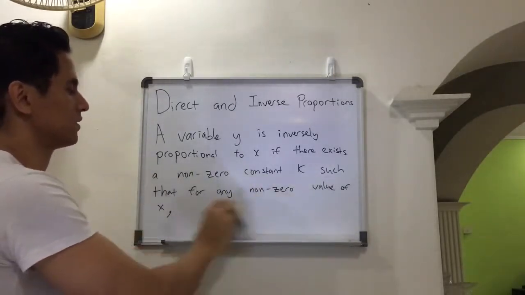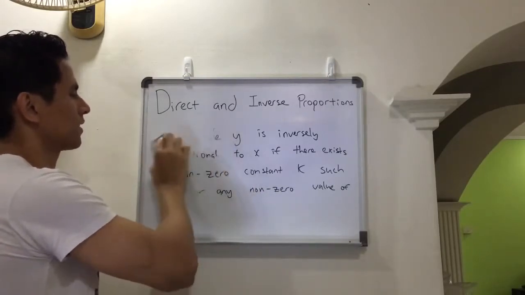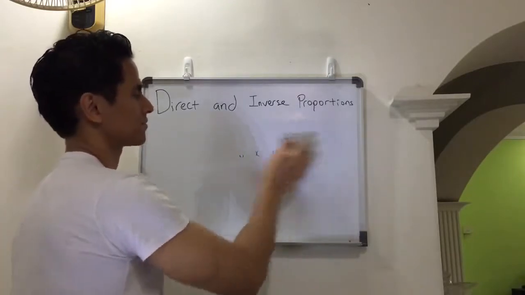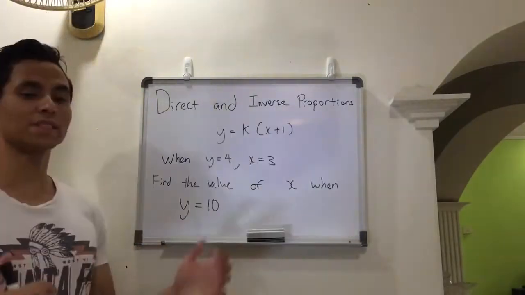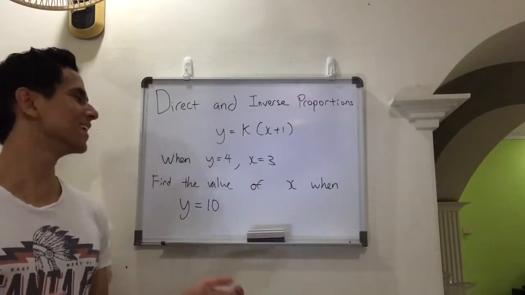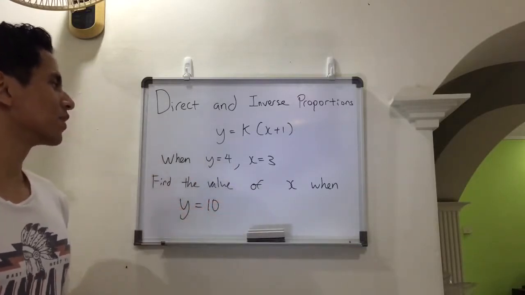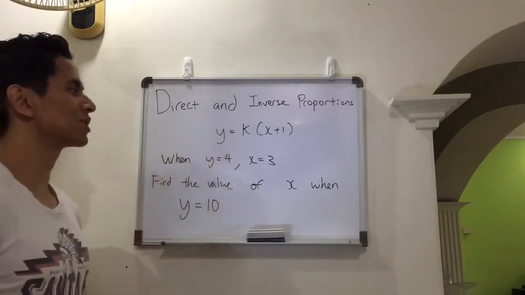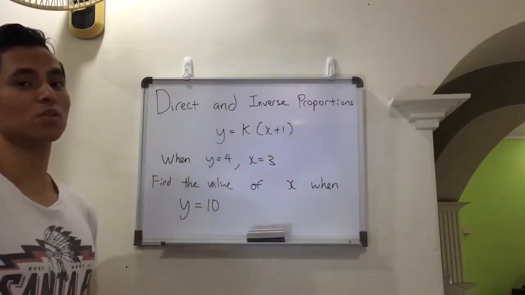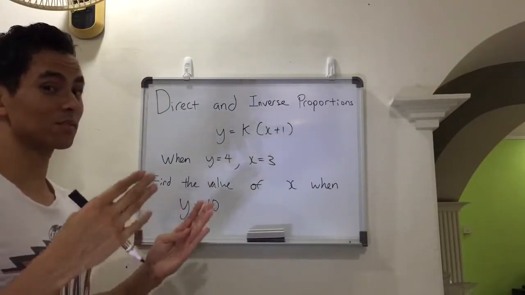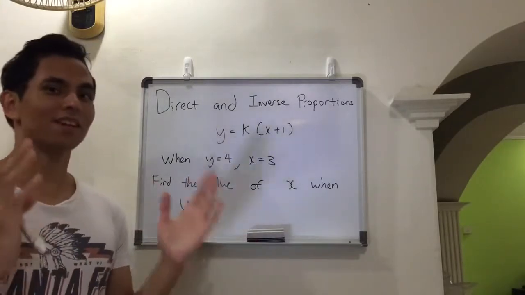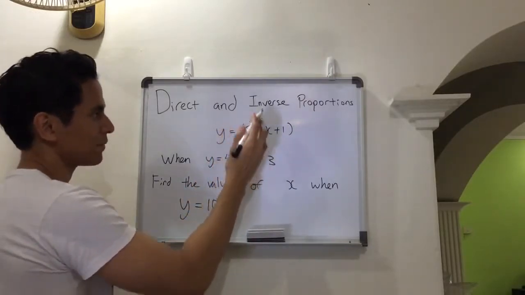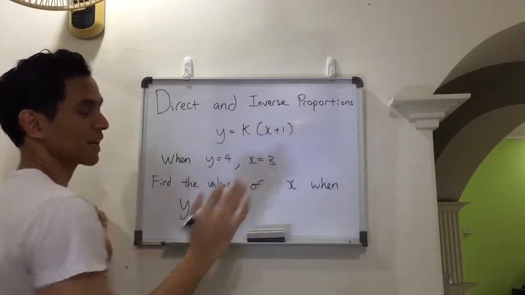So now let us work on some examples. Okay, so we have our first example over here. In this first example, the question is saying that y is directly proportional to x plus 1. So what they mean is, if the question writes y is directly proportional to x plus 1, they're saying that we should write down this equation: y equals k multiplied by the whole bracket of x plus 1, close bracket.